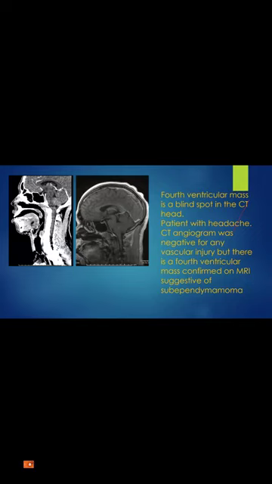Again, this is a CT neck. I think it was actually a CT angio. They were looking for something, and then there is a mass in the fourth ventricle that can only be seen, and is easier to see, if you do proper windowing and look at the sagittal view.